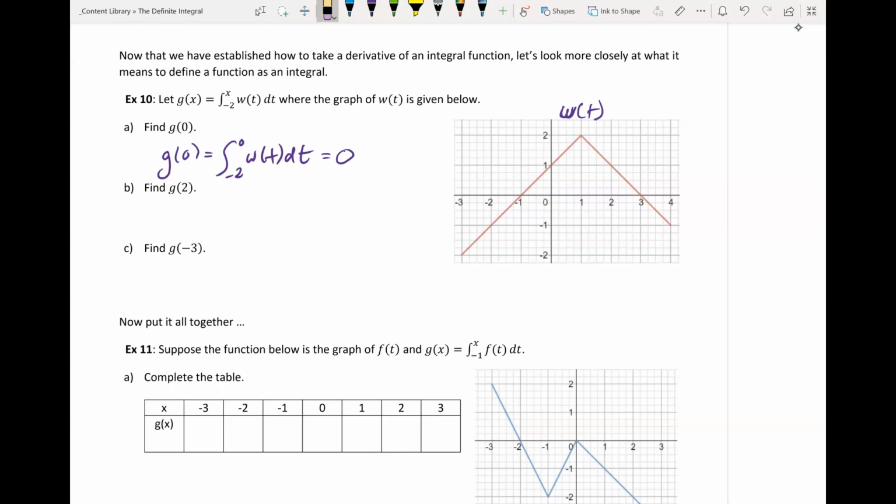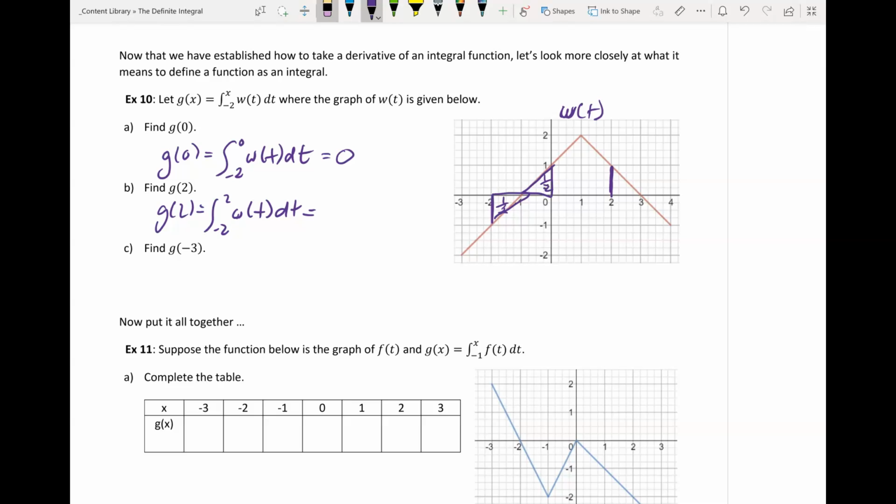The next one, we're going to find g of 2. So g of 2 is equal to the integral from -2 to 2 of w(t) dt. That's from here to here. So you're going to find the area of this, which is 1 times 1 divided by 2. So this is a half. Then you can find it over here as well. This is also a half, but this one is a negative and this one's a positive, so these cancel out.